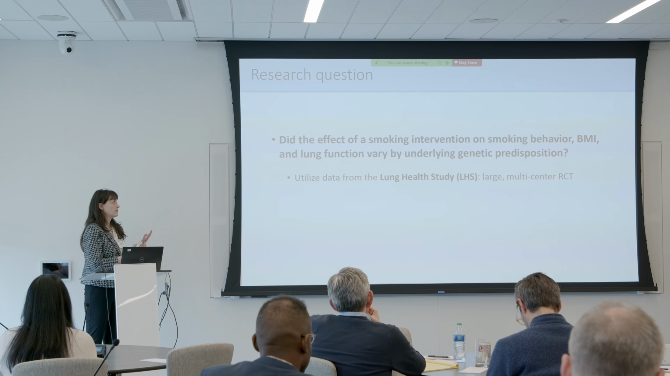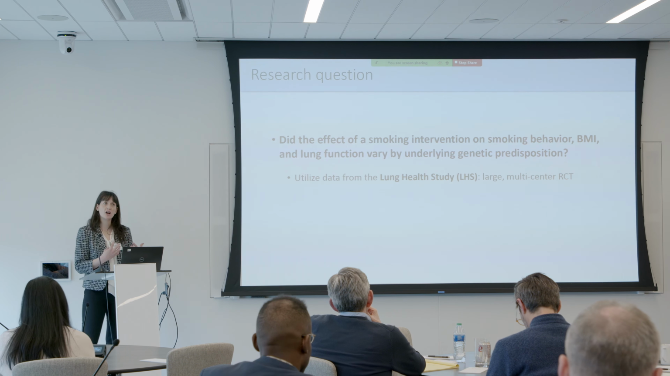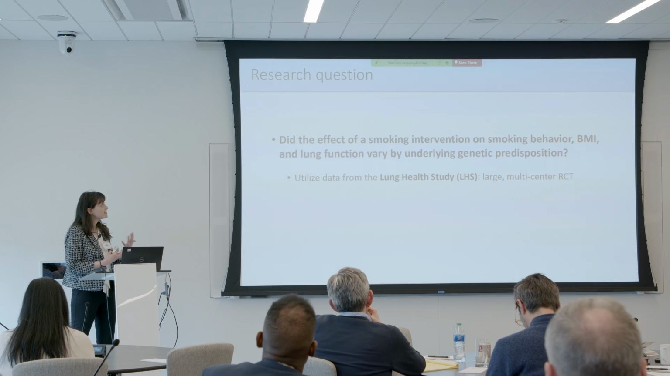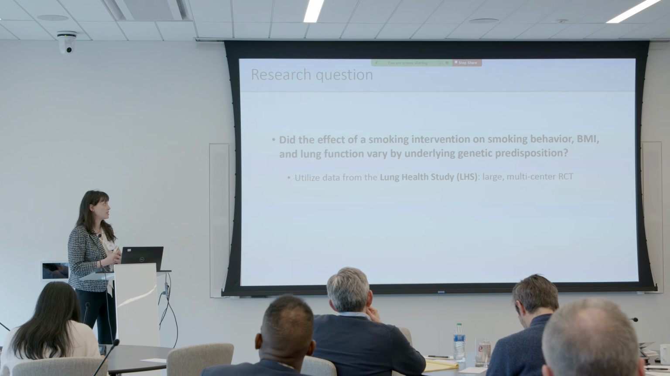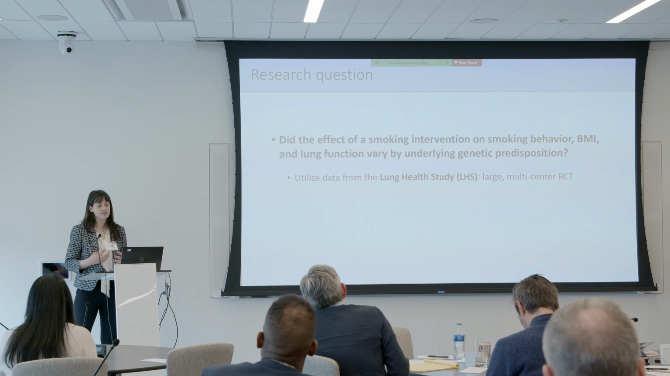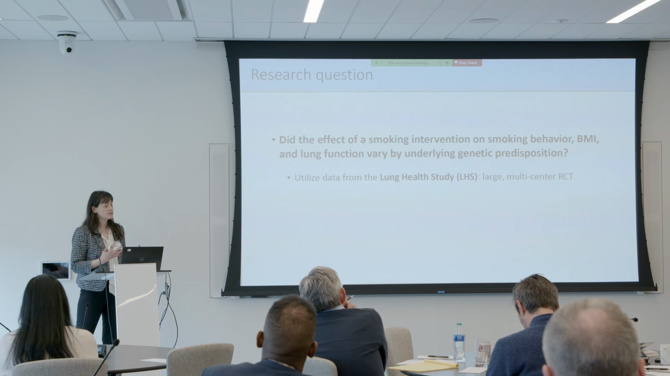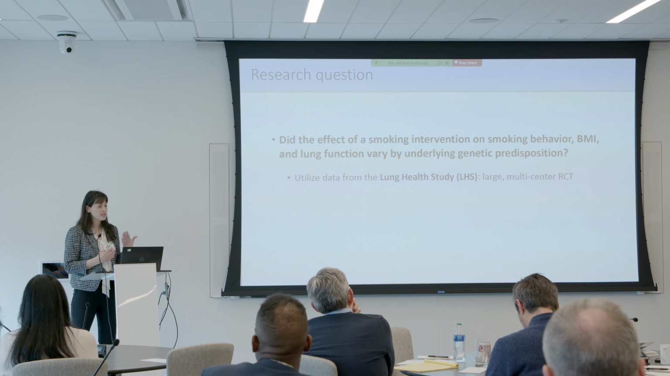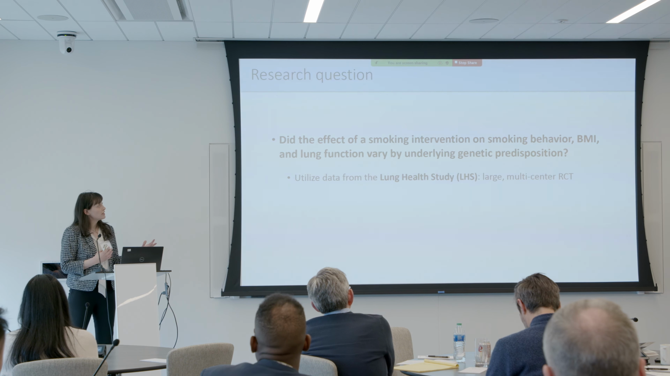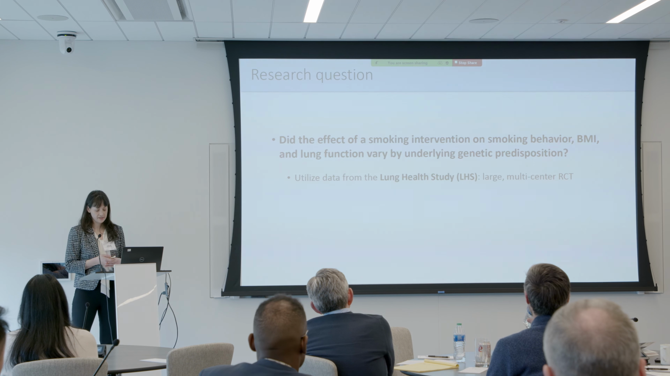So based on this, we wanted to use the Lung Health Study RCT, which I'll talk about a little bit, as a potential case study for looking into how perhaps we could look at interesting heterogeneity by PGIs in the context of a randomized controlled trial. In this paper, we asked: did the effect of a smoking intervention on smoking behavior, BMI, and lung function vary by underlying genetic predisposition? And again, we're utilizing data from the Lung Health Study, which was a large multi-center RCT.